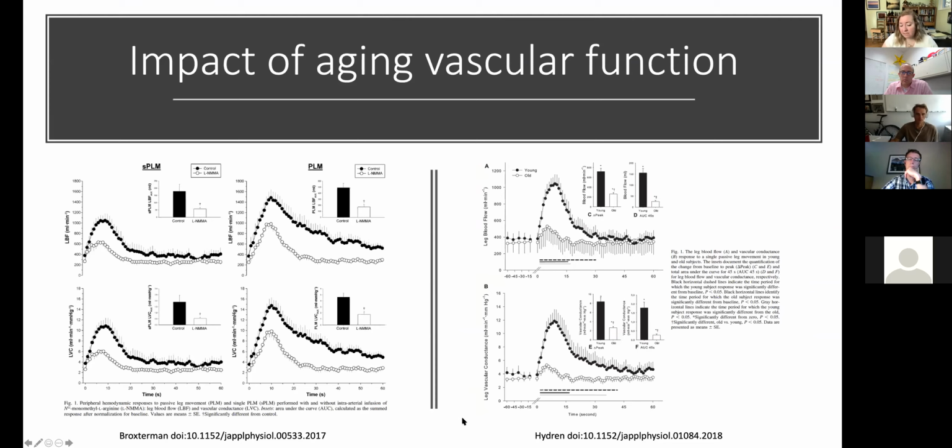So then to follow up on that study, Hydrin did a study looking at blood flow in young and old subjects. So our x-axis here is seconds, and then our y-axis is blood flow in milliliters per minute. And then our black circles here, or our black bar, is our young subjects. And then the white or clear circles, open circles, are the old subjects. So you can see that during PLM, the young subjects reach a much higher peak blood flow than our old subjects. So this would tell us that vascular function is severely inhibited in our older subjects.